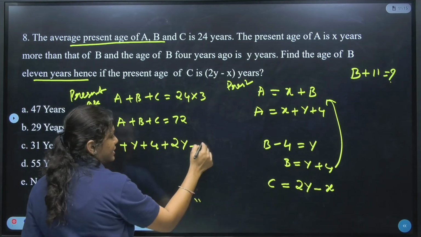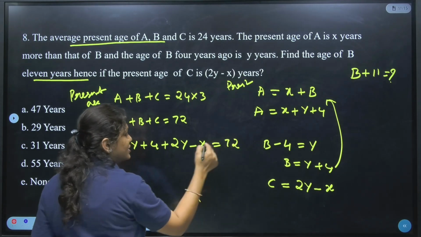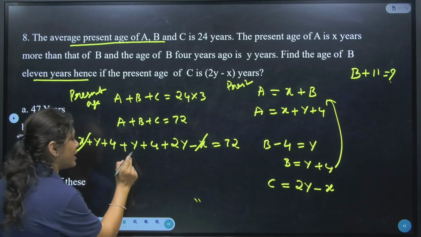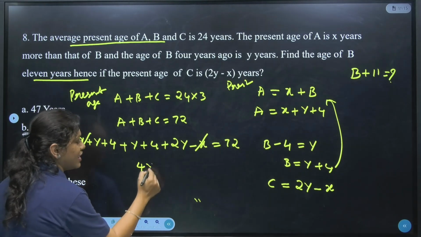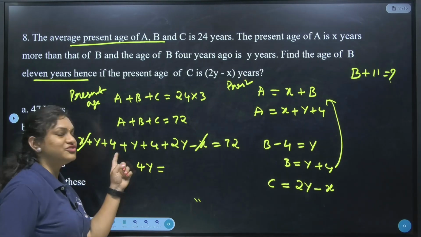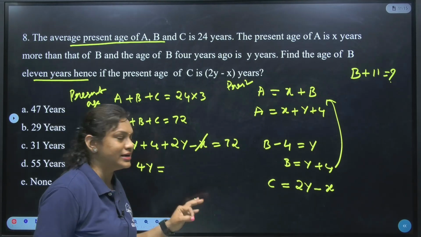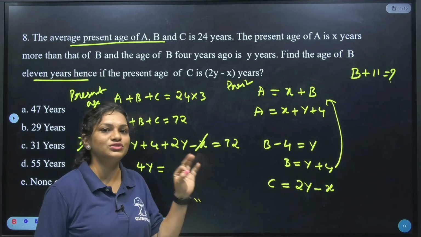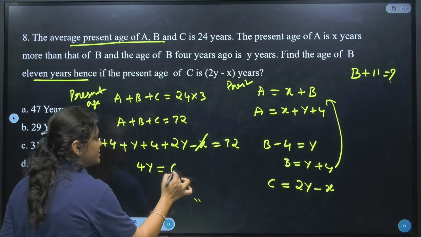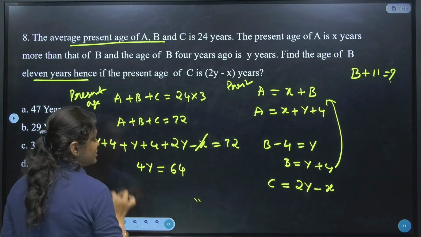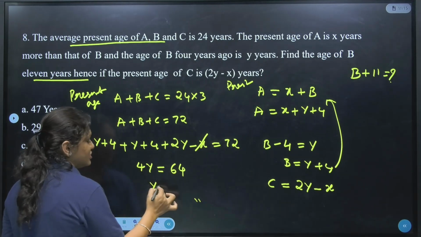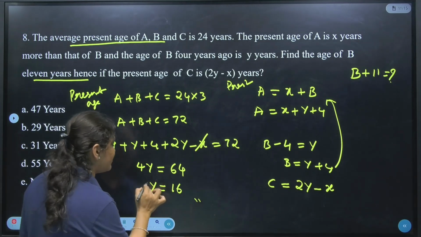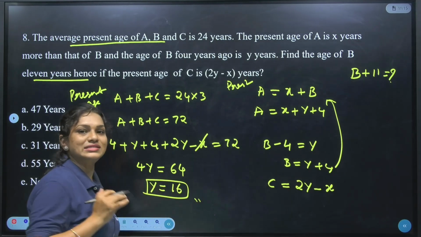2y minus x equals 72, since minus x plus x will cancel. So y plus 2y will be how much? It is 4y, which equals 72, plus 4 will be plus 8. So 72 plus 8, if I shift it, is minus 8. 72 minus 8 will be how much? Isn't it 64? Yes. If it is 64, and I cancel this with the 4 table, how much will it be? It is 16, which means finally we got the value of y, which is 16 years.